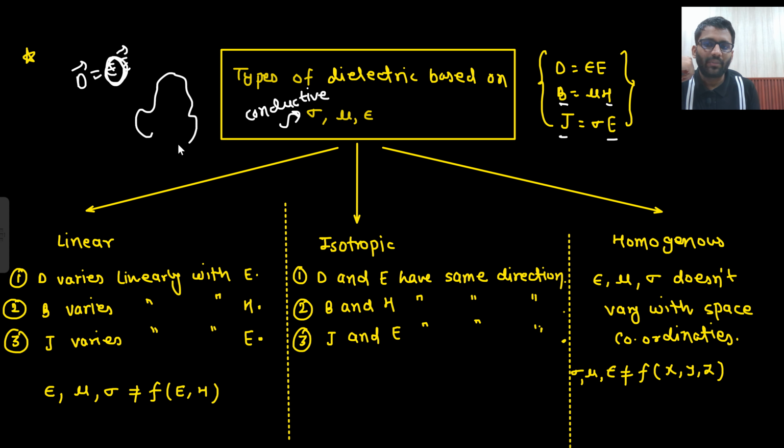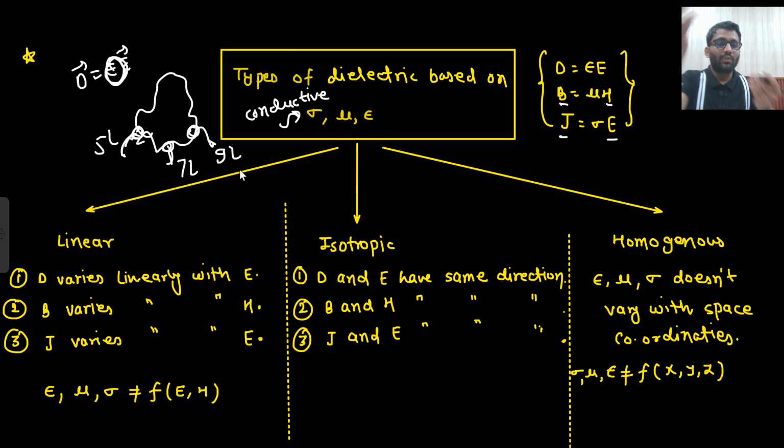Do you remember the example of a polythene? If I make holes here, then in this direction 5 liter water is coming out, in this direction 7 liter water is coming out, in this direction 9 liter water is coming out. So the direction of flow of water is different, and the magnitude is also different, 5 liter, 7 liter and 9 liter.